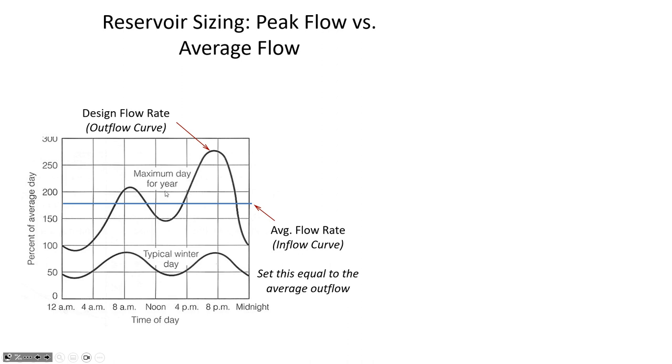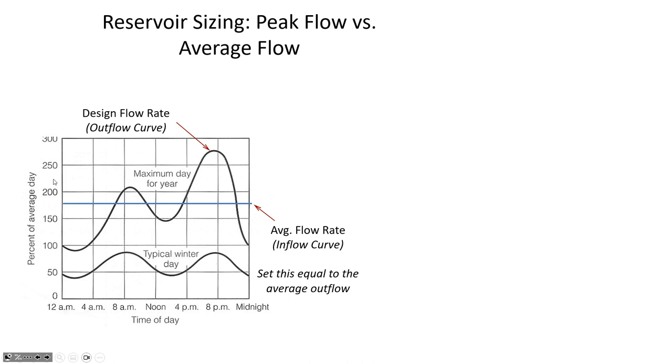So this blue line represents the average daily flow, and the area under the blue line to this curve, and here it's also area under the blue line to the curve, and here is the same as the area above the blue line to the curve. It represents a volume of water, because remember, the horizontal axis is time, the vertical axis is flow rate. So if you multiply flow rate by time, you get volume.